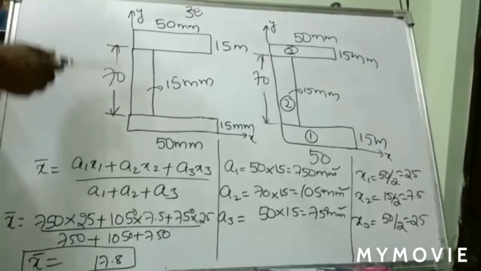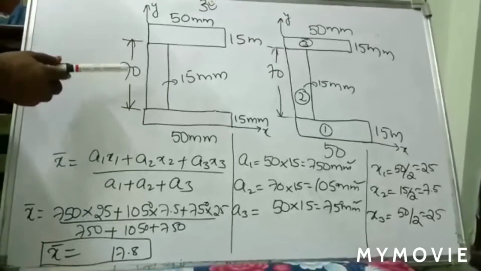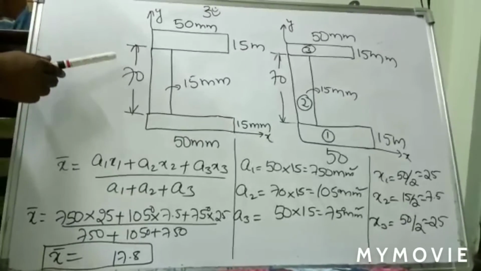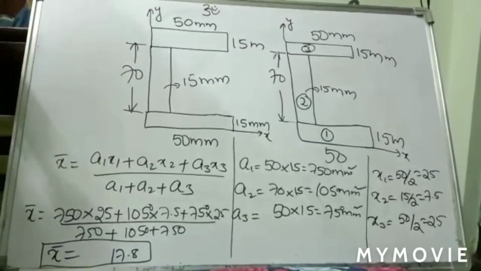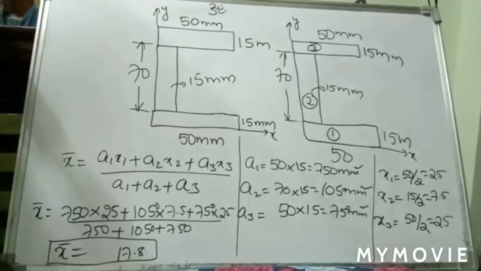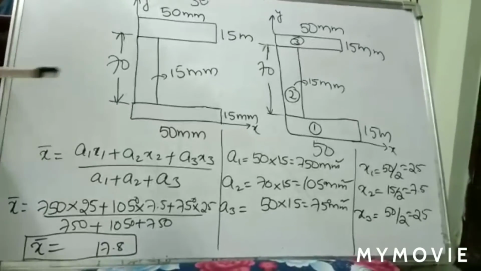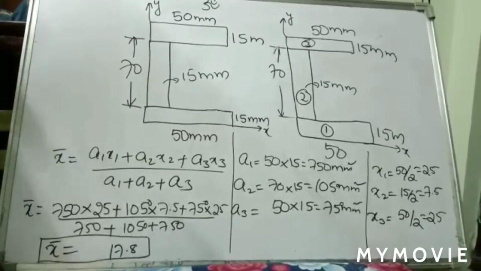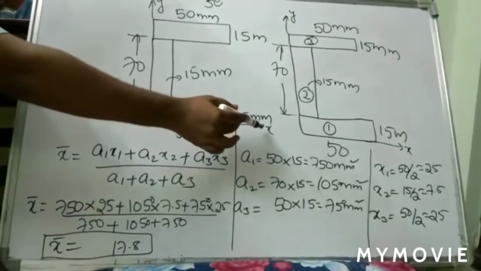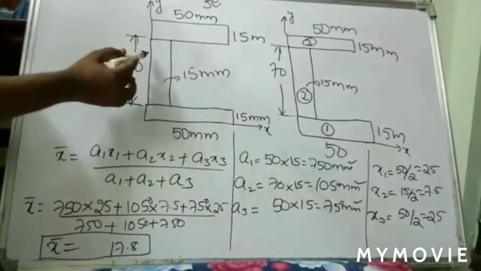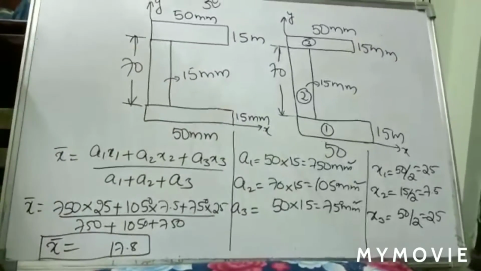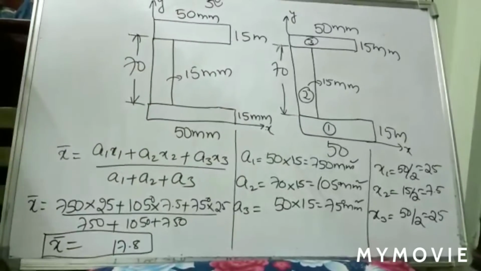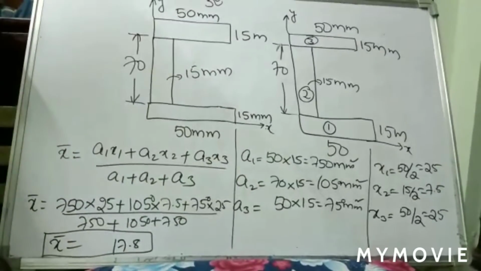So in this video we are going to discuss the centroid of a channel section. Channel section is nothing but a C section also, right? In the C section, I already told you that we can consider the reference axis as per your convenience. Here I am going to take my reference axis with the x axis in this direction and the y axis in this direction. So I have considered an axis system, x axis and y axis here. These are the dimensions we are having.